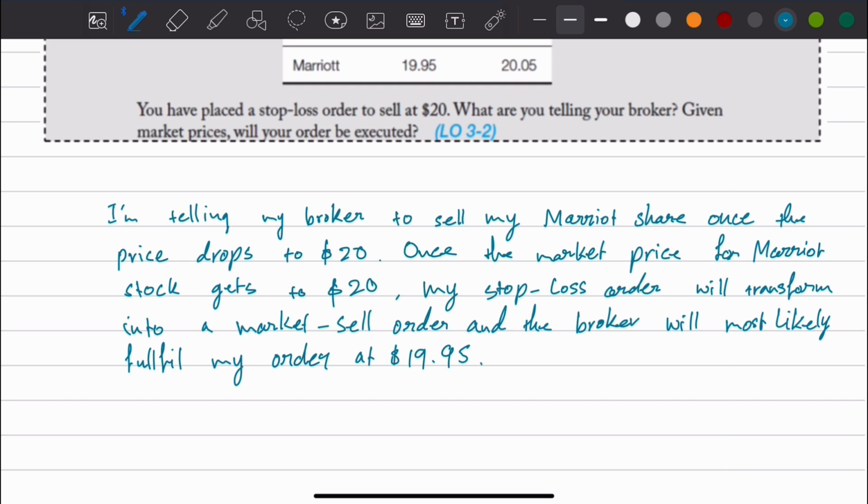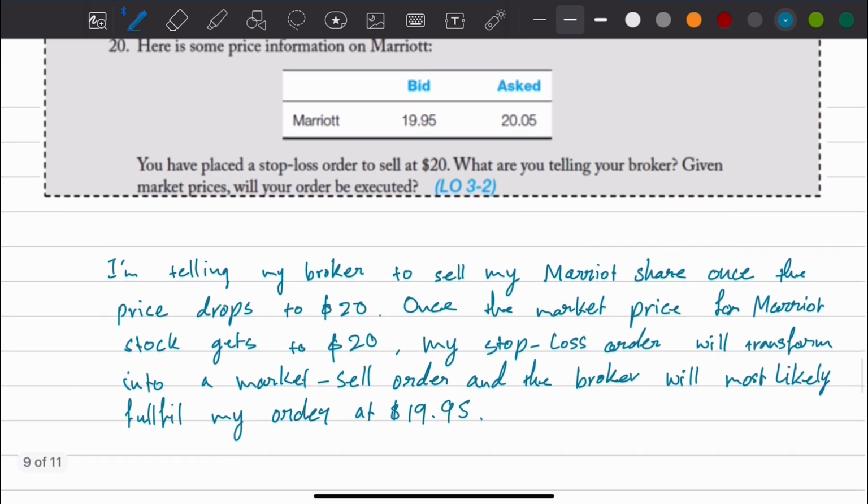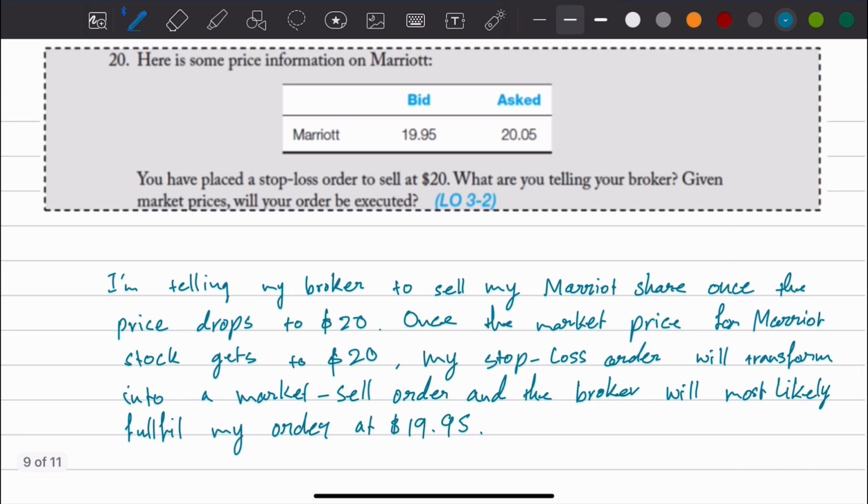Okay, that's it for this problem. Pretty straightforward. There's no exact quote to how you might answer this. In the solution manual I uploaded for you on Blackboard, you might see different format or different wording for the answer, but eventually, as long as you understand what's going on, you put it in your own words, you should get full marks in case you get a similar question.